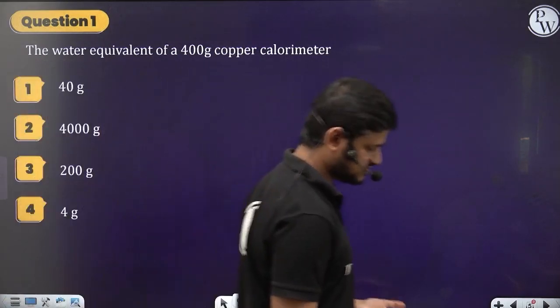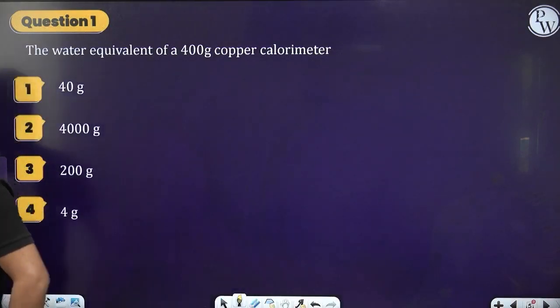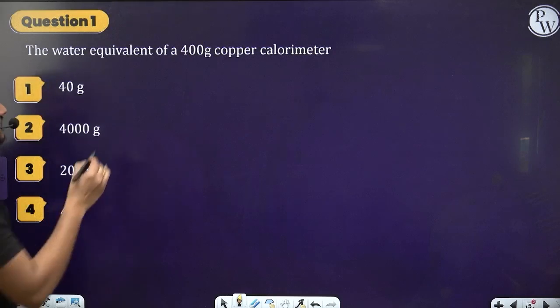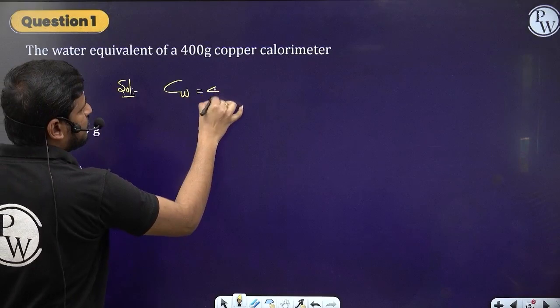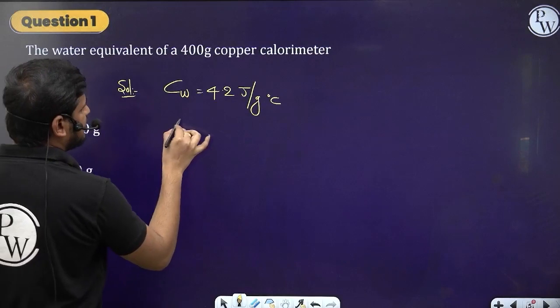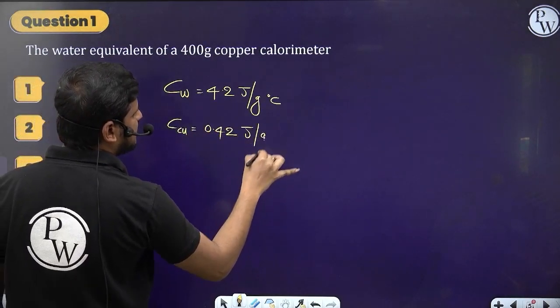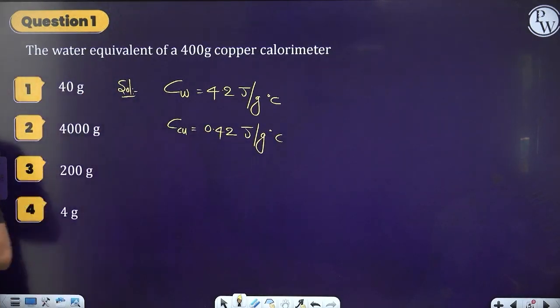Sorry, my throat is not good. So just try it on your own. I'll just stand aside for 10 seconds. See, you can take the water as 4.2 joule per gram degree centigrade, and for the copper it's going to be 0.42 joule per gram degree centigrade. So now you have to find the water equivalent of the 400 gram copper calorimeter.